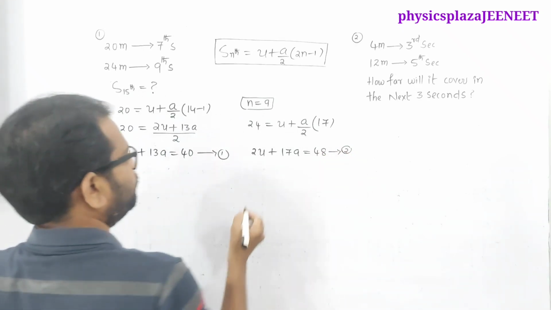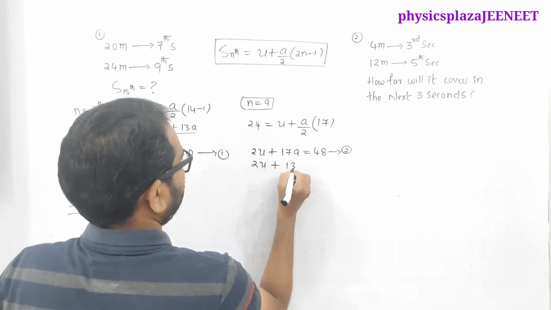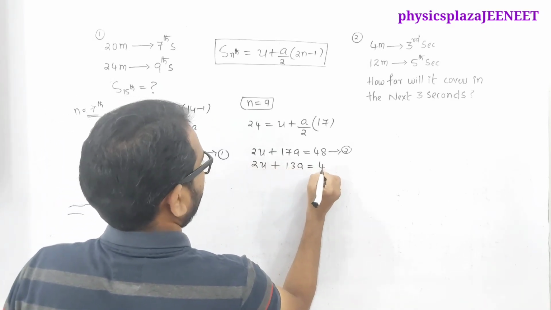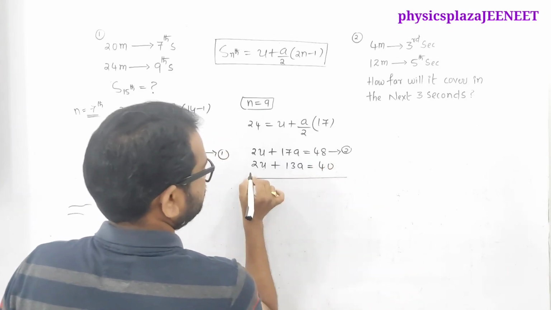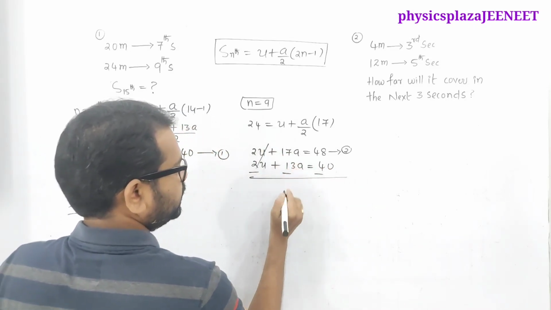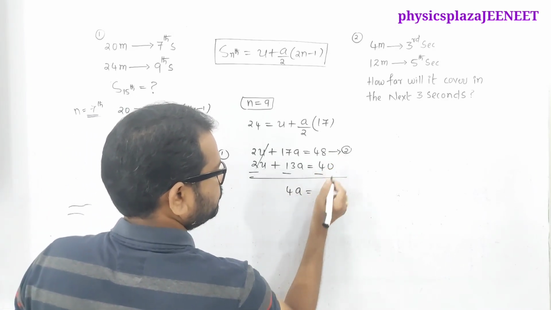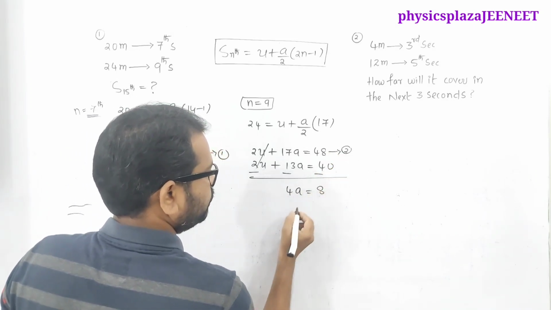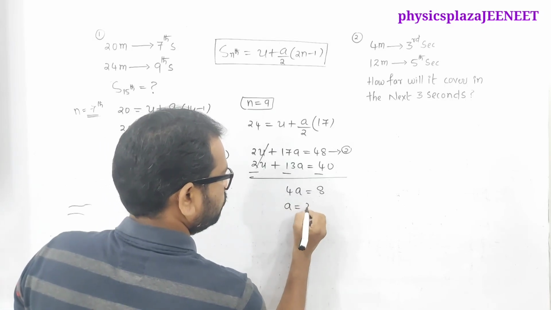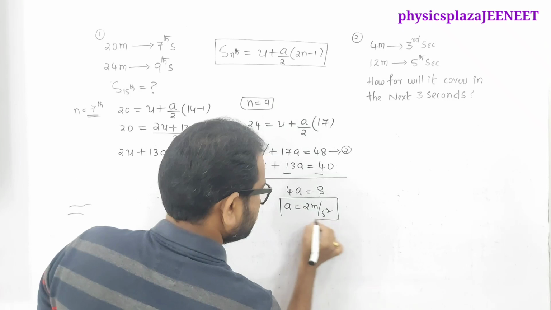Let us see. Okay, this is 2u plus 13a is equal to 40. We are solving the two equations. Minus, minus, minus gets cancelled. 17 minus 13, it is 4a is equal to 48 minus 40. So 4a is equal to 8, children, a is equal to 2 meter per second square.